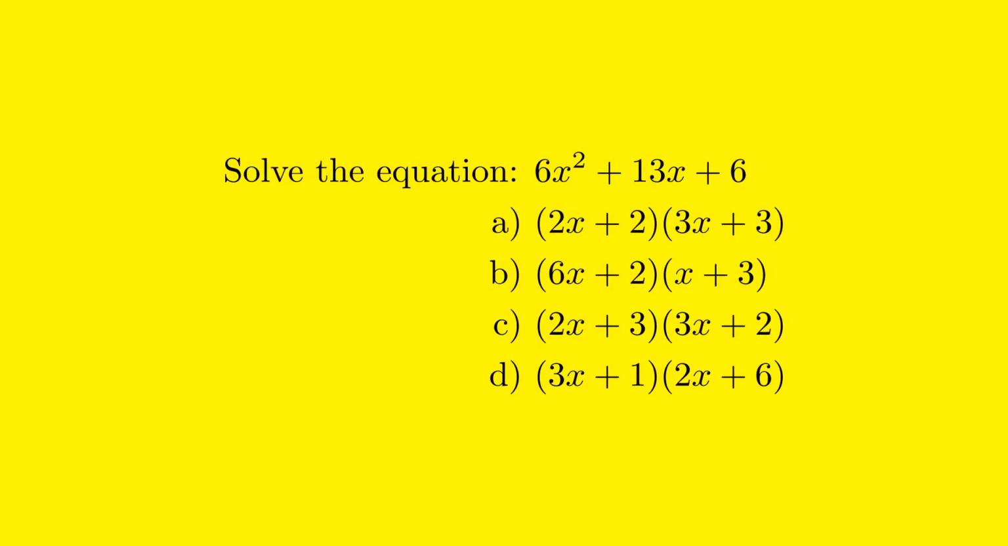In this problem, we are given the quadratic equation 6x squared plus 13x plus 6 and 4 possible factorizations. A, 2x plus 2 times 3x plus 3. B, 6x plus 2 times x plus 3. C, 2x plus 3 times 3x plus 2. D, 3x plus 1 times 2x plus 6. Pause the video here and try to solve the problem for yourself before watching the solution.